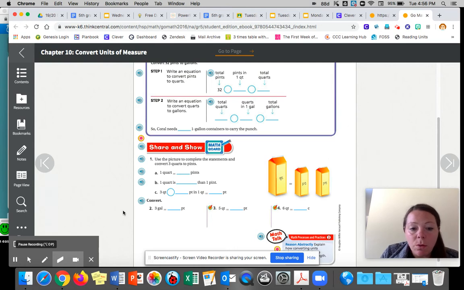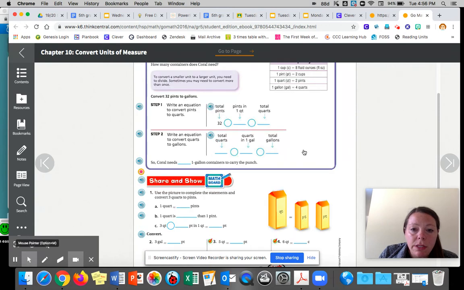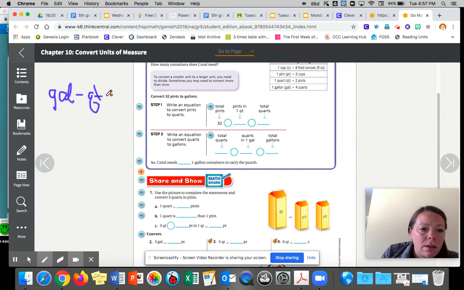All right, let's take a look at one more example. Number 2 here. 3 gallons is equal to how many pints? Looking at the conversion chart that we have, we can't go directly from gallons to pints. So we need to go from gallons to quarts to pints.